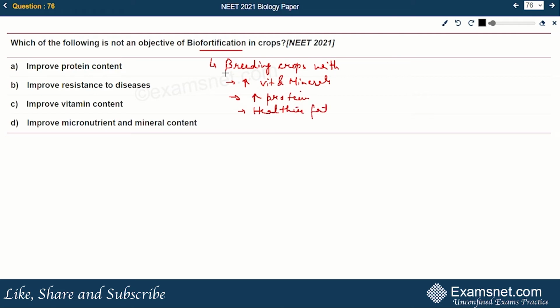Why is it done? It is the most practical means to improve the public health, okay, and it improves the overall nutritional quality of the food, right? Now, the main purpose for this is to improve the protein content and quality, then to improve the vitamin content of the food, micronutrients and mineral content, and also oil content and quality, okay. But what is not included is disease resistance, okay. So option B is not an objective of the biofortification. So this will be the correct option here.